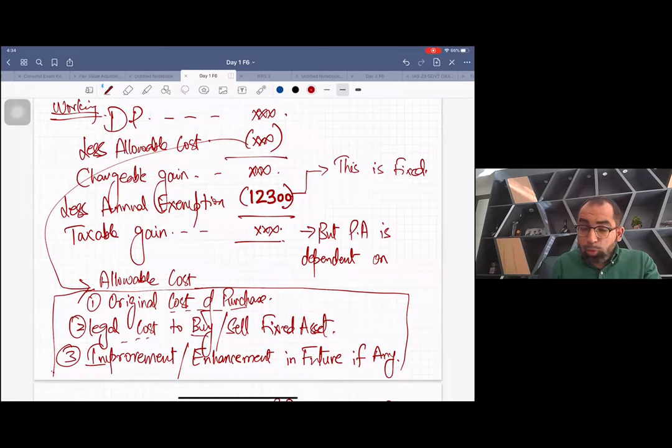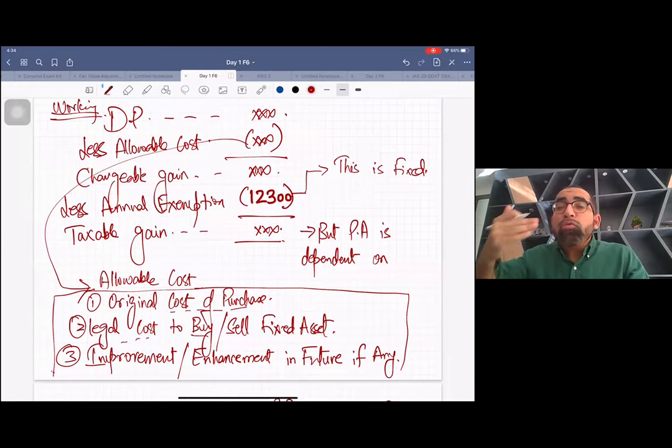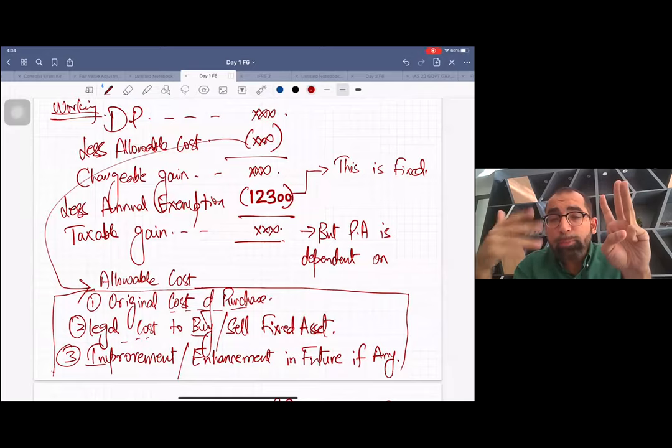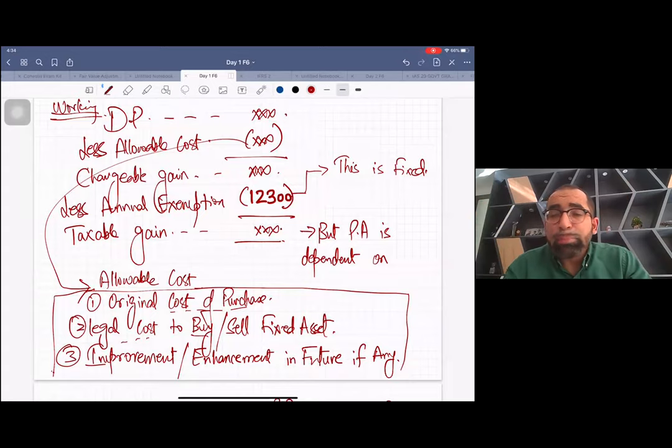And the third thing is improvement or enhancement in future, if any. So three costs are normally allowed. Number one, the original purchase cost. Number two, legal cost or commission to buy or sell. And number three, future improvements, if you bring any improvement to that asset. But listen, one thing: maintenance cost is never allowed because that's revenue expenditure. It's not allowed. Okay. Now, disposal proceeds less allowable cost, you get a chargeable gain.